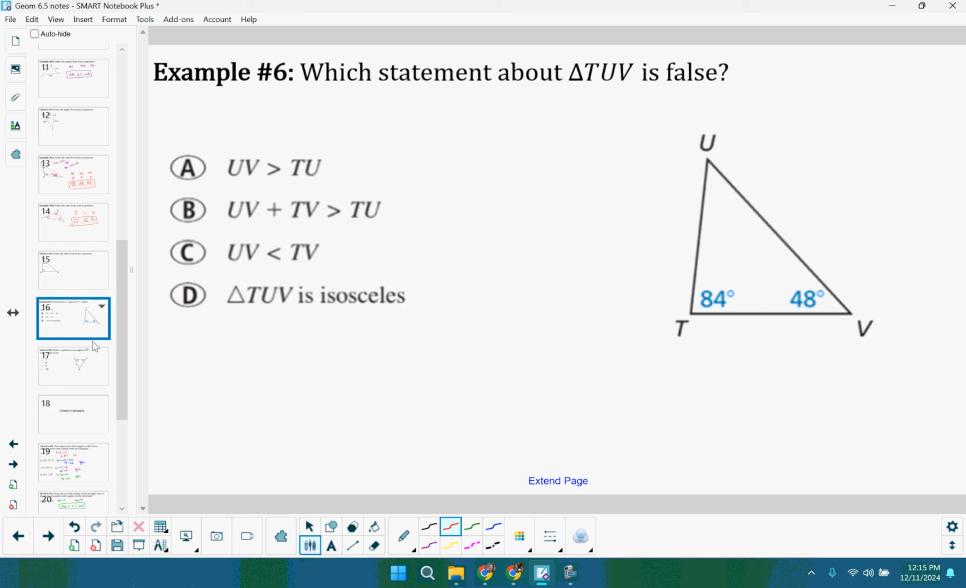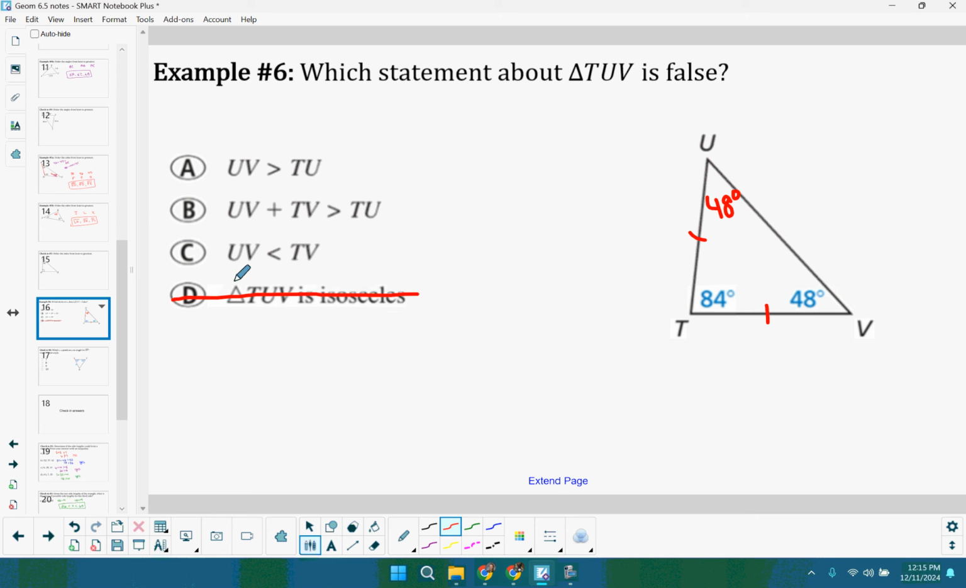For example 6, we have which statement about triangle TUV is false? So it would be helpful to know the last angle. So 84 plus 48 together is 132. And if I take that from 180, I get 48 degrees. So what I noticed about this triangle is that it's acute, but also that 2 angles are the same, which means 2 sides would be the same, making it isosceles. So that is not false.